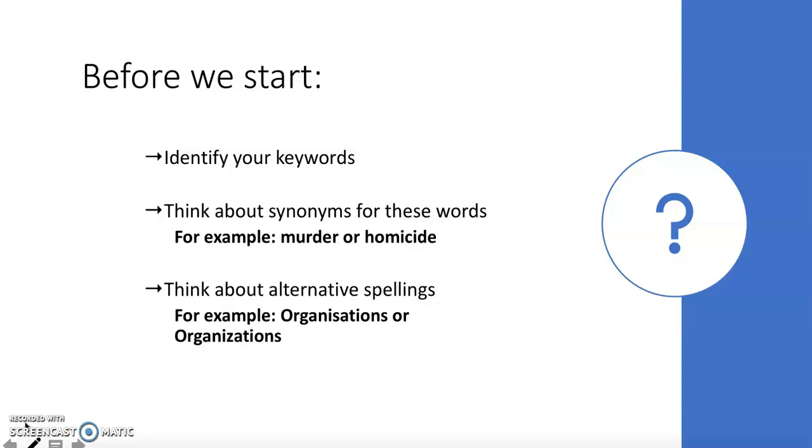Think about alternative spellings. This really refers to the difference between English and American English. You will find you get a different set of results if you search for organisation with a Z rather than organisation with an S. Putting them both together in your search using OR between the two words saves time and duplication.